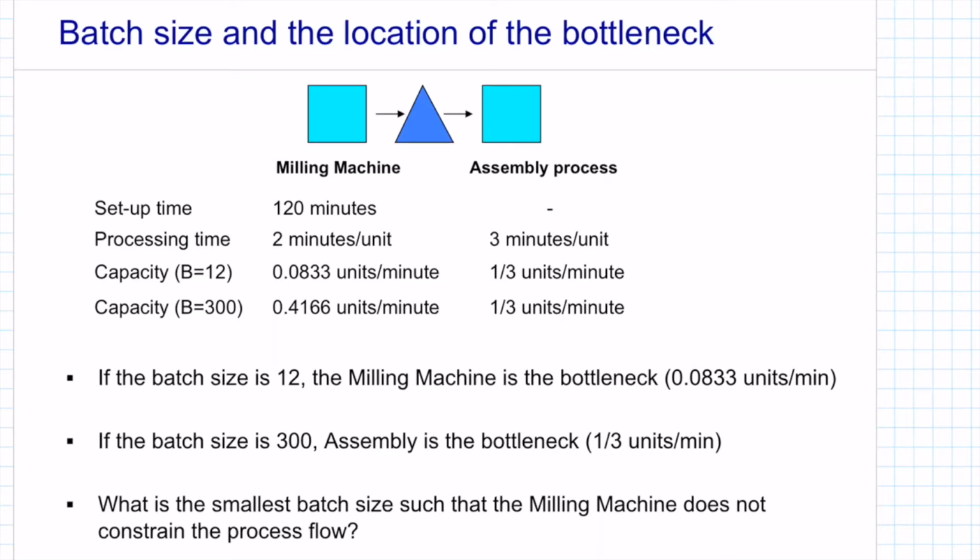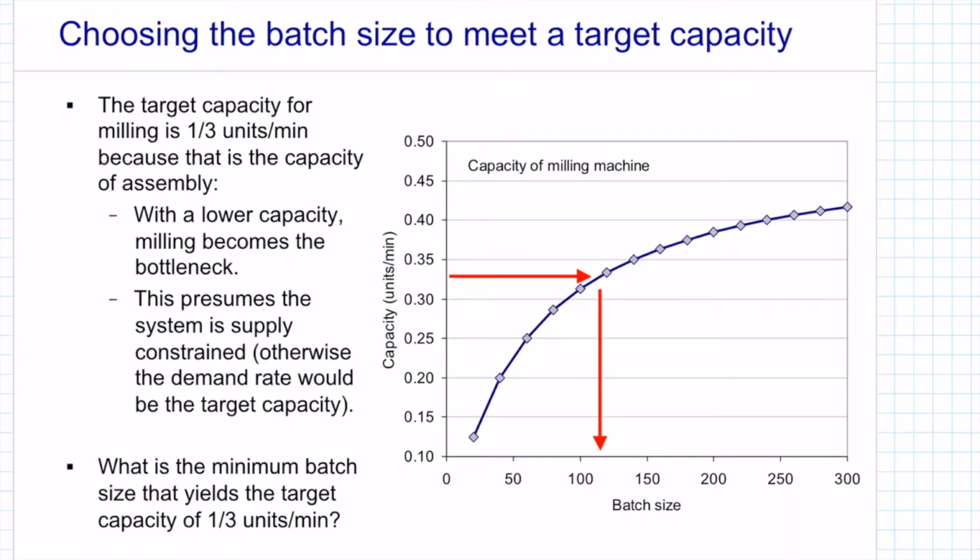So the question is, what is the smallest batch size at which the milling machine does not constrain the process flow? Here we are targeting a capacity of 1/3 units per minute, or 0.33. A capacity of 0.33 corresponds to a batch size of something between 100 and 150. Note that we are using 1/3 because anything less than that makes the milling process the bottleneck. So the question is, what is the minimum batch size that yields the target capacity of 1/3 units per minute?